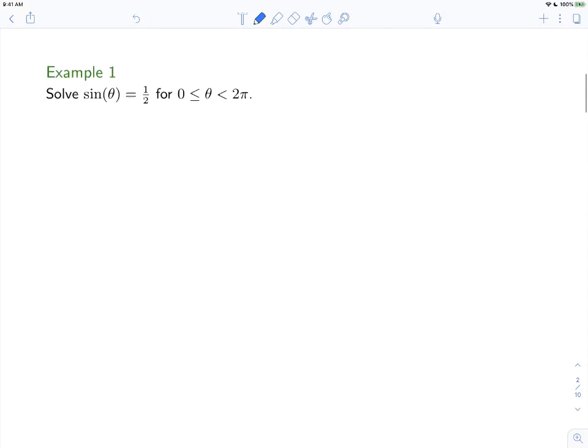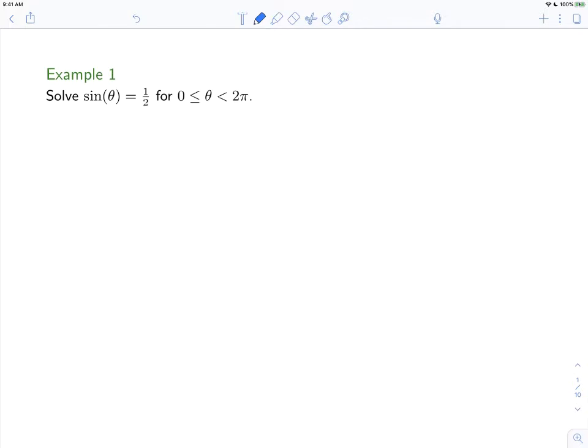Our first example you see here. Solve sine of theta equals 1/2 for theta between 0 and 2 pi. That is, including 0 but not 2 pi: 0 is less than or equal to theta, which is strictly less than 2 pi. The goal here is to find the values of theta that make this true.